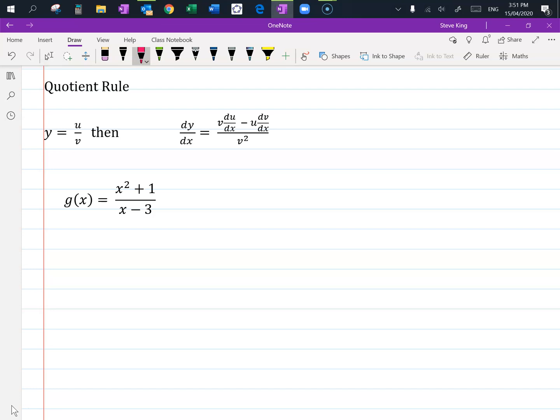So always a good idea just to identify what our two parts are, u and v. And at this stage, it's a good idea just to find the derivatives of each of those things. So I know that du dx, that's going to give me 2x, and dv dx, that's going to leave me with 1.